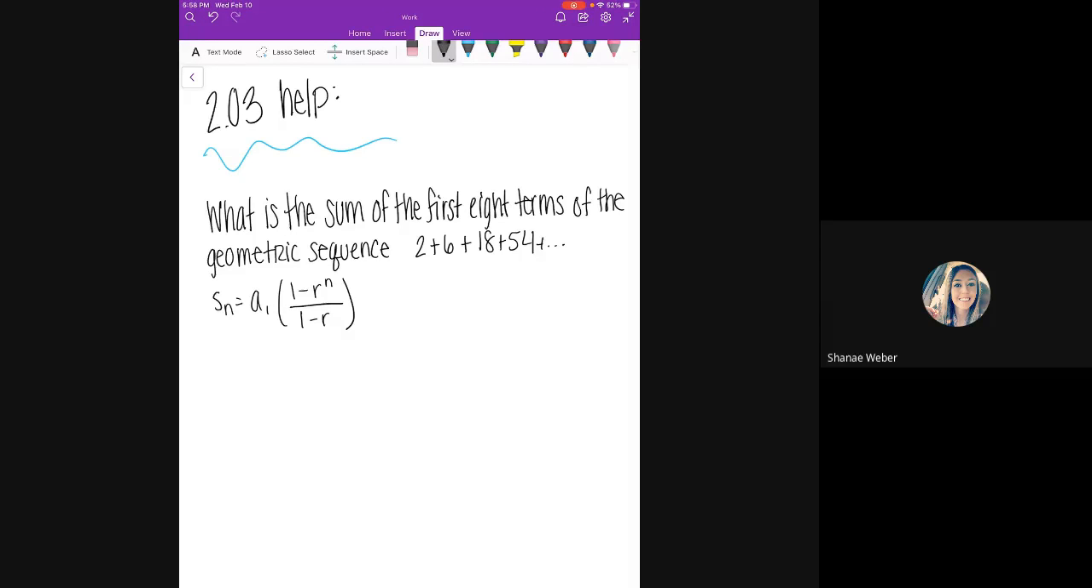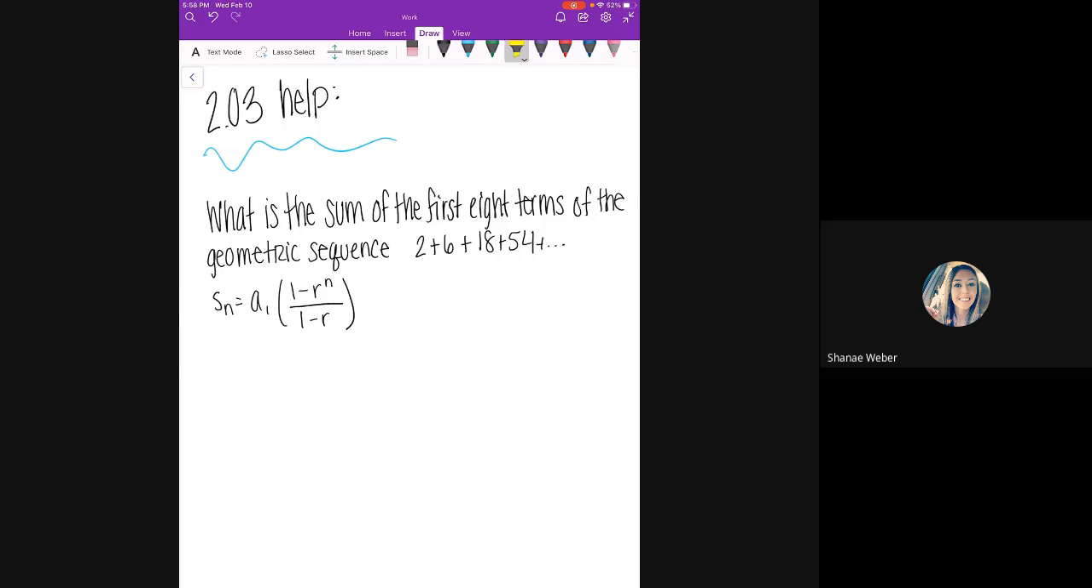Okay, so the first question we have on 2.03, which is geometric sequences, is what is the sum of the first 8 terms of the geometric sequence 2 plus 6 plus 18 plus 54? Now, kind of like in the last lesson, we could find out all of the first 8 terms and then add them together. But instead, we can just use this really nice formula. Instead of finding all 8 of those terms and then adding them together, this formula lets us just find the sum of the first 8 terms.